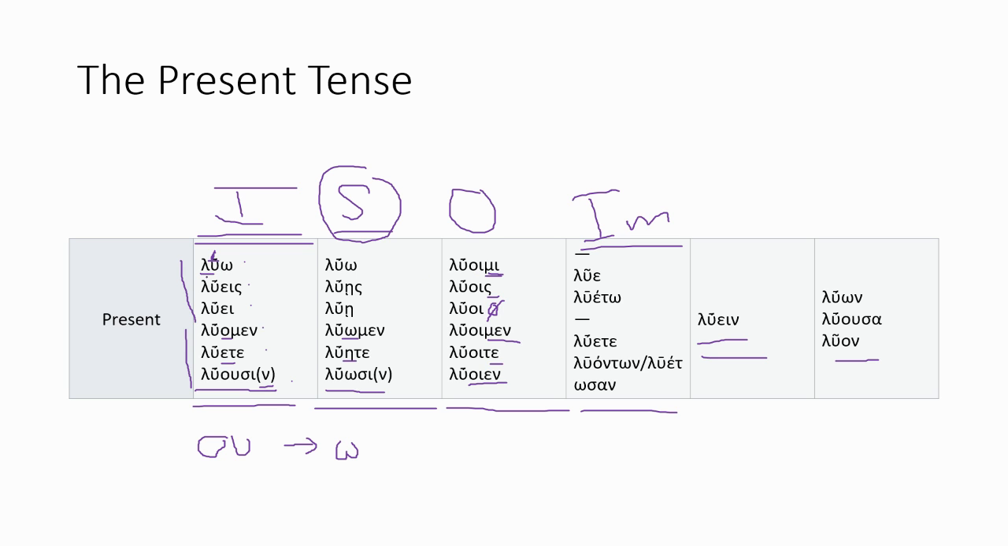So if you memorize the oyen and the mi, the consonant parts of the endings are pretty easy. And then instead of having whatever vowel we have here, connecting the consonant portion of the ending to the stem, we have oi all the way throughout. So li oi mi, li ois, li oi men, li oi te, li oyen.